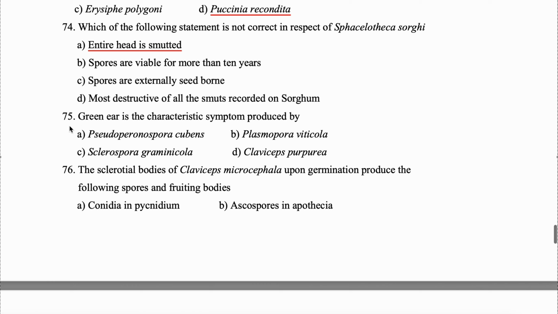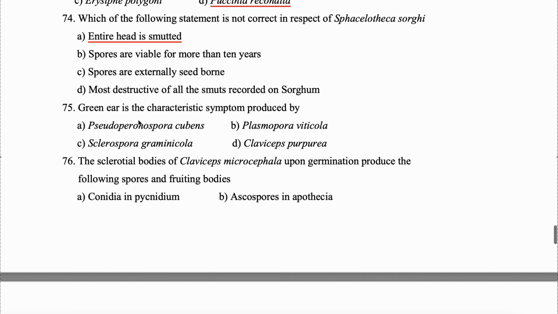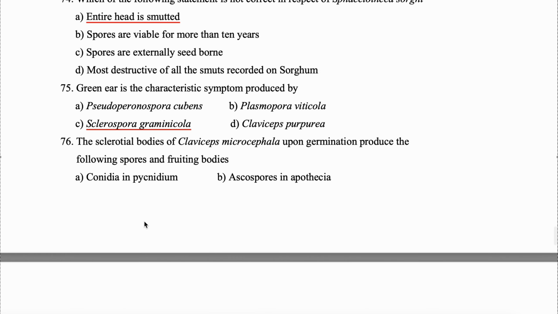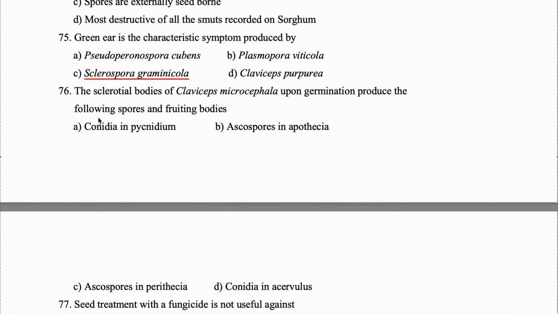Coming to question 75. Green ear is the characteristic symptom produced by Sclerospora graminicola. Green ear is the characteristic symptom of which disease? It is downy mildew of pearl millet, which is caused by option C, this pathogen.